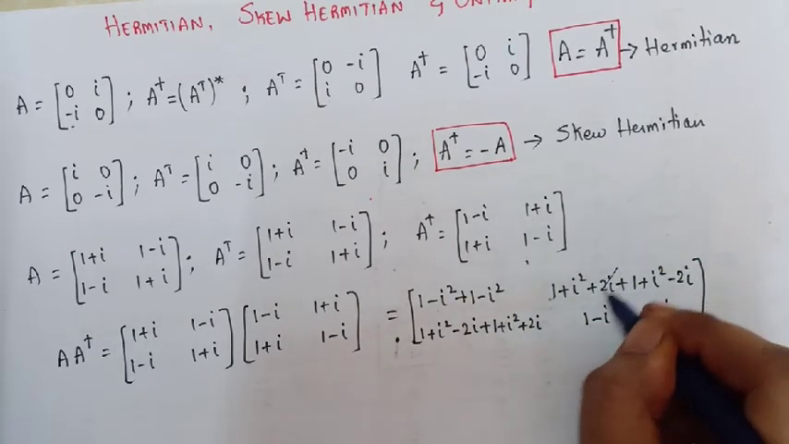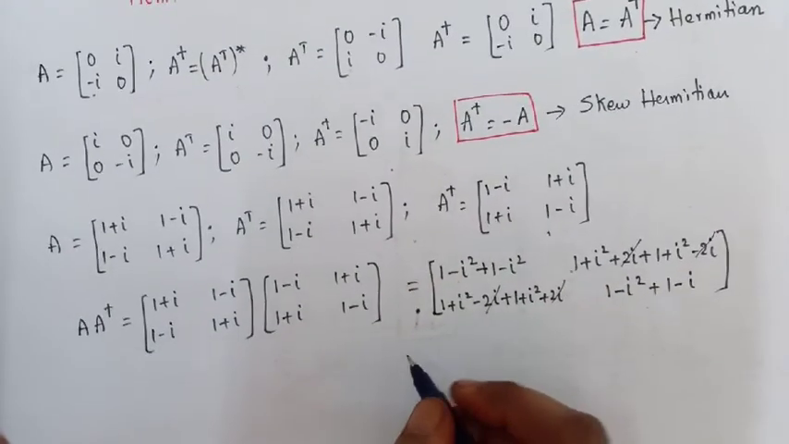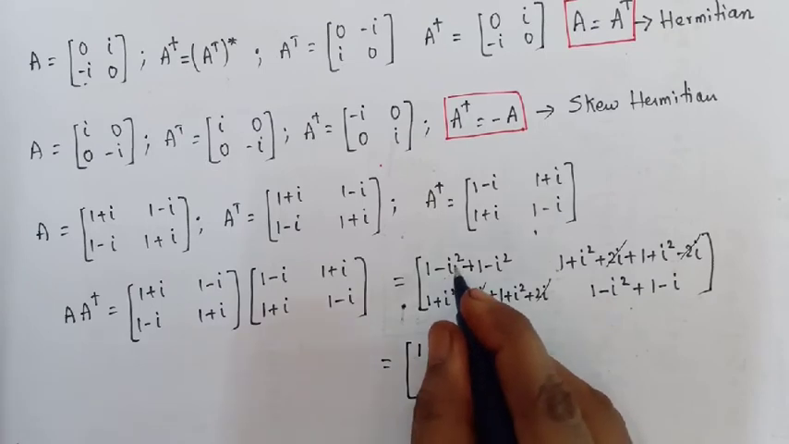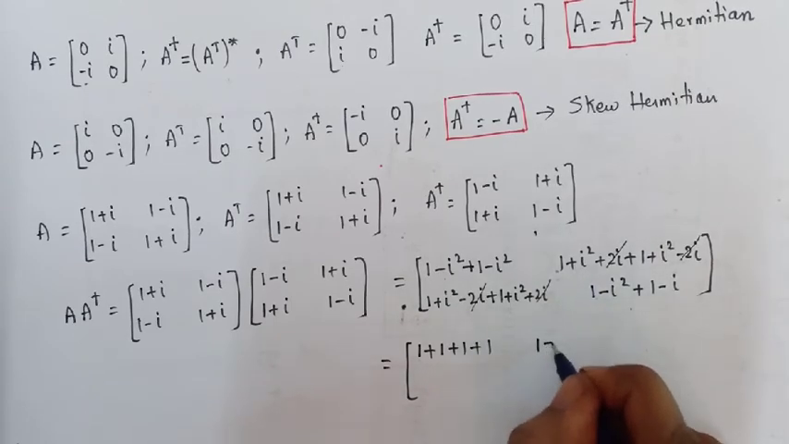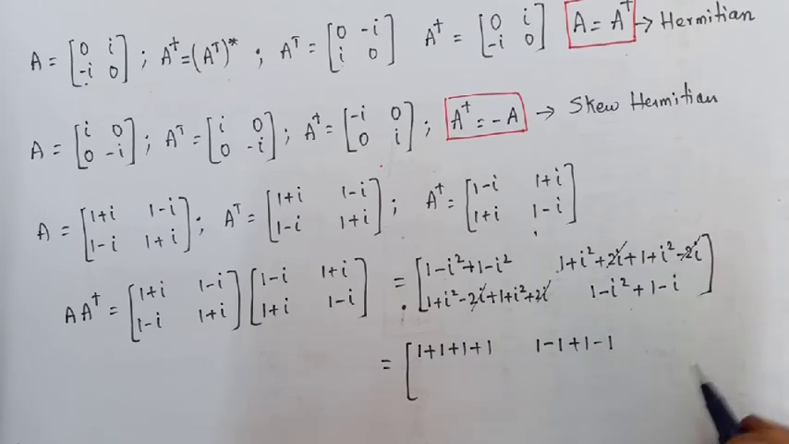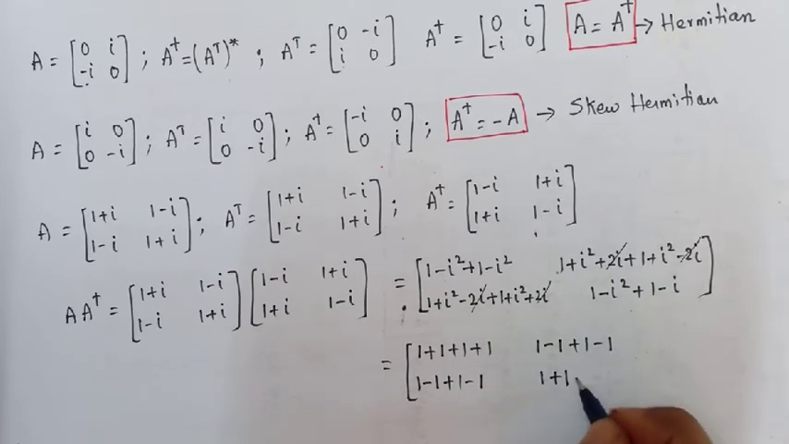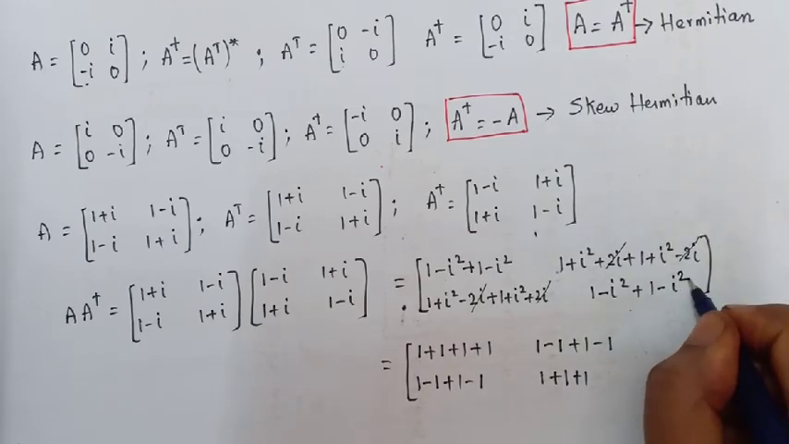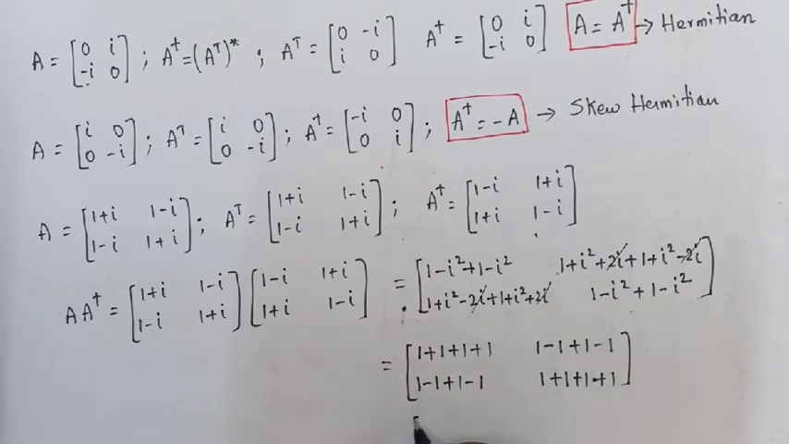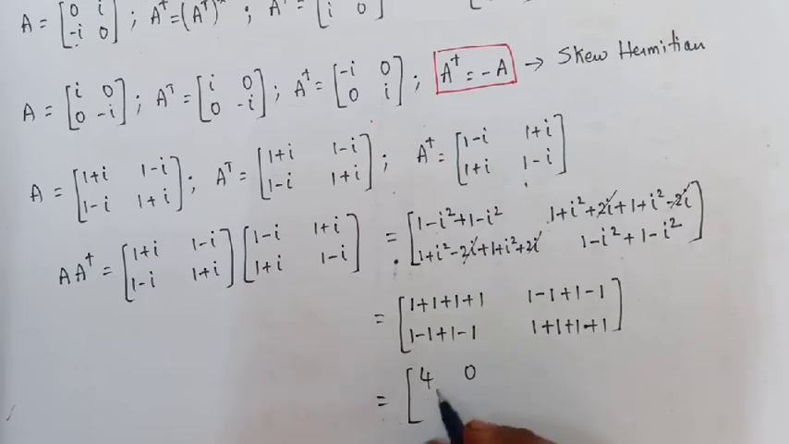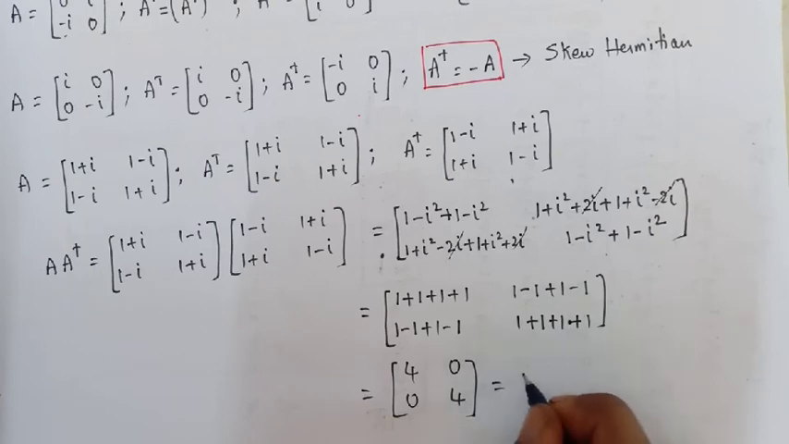Then here, these two will get cancelled and these two will get cancelled. And we know that i squared is equal to minus 1. So for this matrix, i squared is minus 1, and minus into minus will be plus. So 1 plus 1 plus 1 plus 1. This is 1 minus 1 plus 1 minus 1. Here also 1 minus 1 plus 1 minus 1. Here 1 plus 1 plus 1 plus 1, since i squared gives plus 1. So these two will be 0. You get [4, 0; 0, 4].